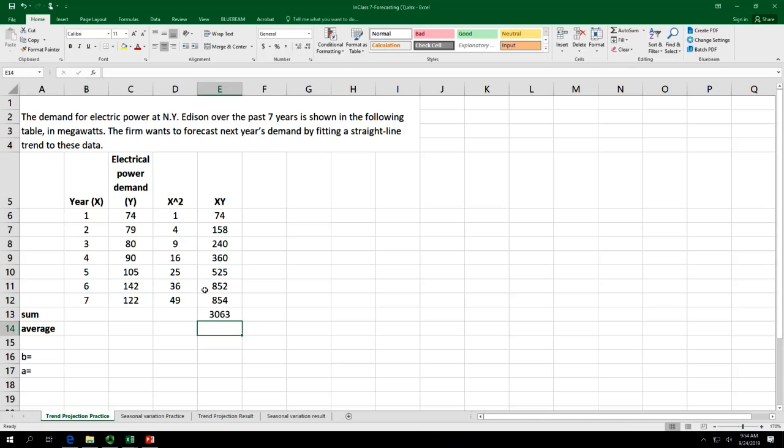In the equation for b, another term is n times x bar and y bar. Bar means average. So you can use the sum of x divided by 7 data points, since n equals 7. So that is the average. And for y, we also need to find y bar. So y bar equals the sum divided by n.